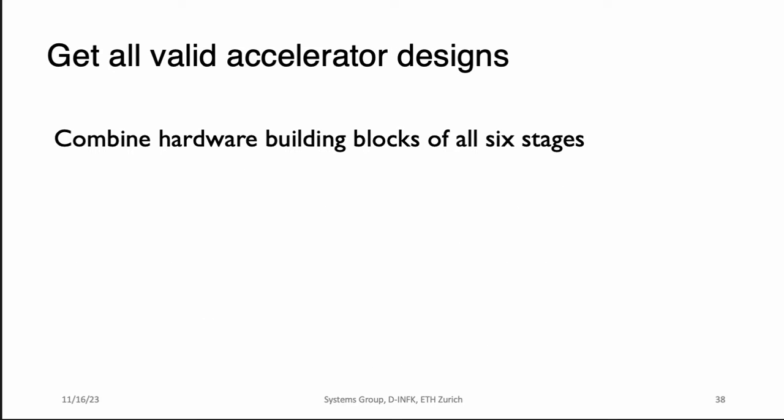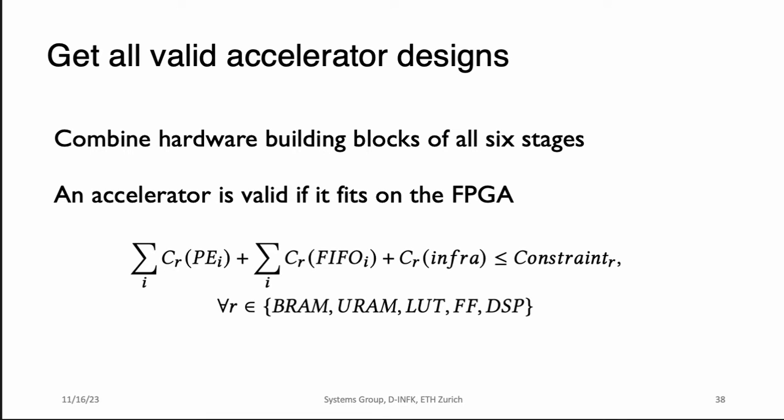With those basic hardware PEs, we can now combine them for all 6 stages into an entire accelerator. So we can combine an arbitrary number of PEs per search stage into an accelerator, and the accelerator is valid as long as the total resource consumption is within the FPGA's resource budget. So in our case, the FPGA contains BRAM, lookup tables, flip-flops, and DSPs, and we want to make sure that none of those resources are overconsumed given this accelerator design.